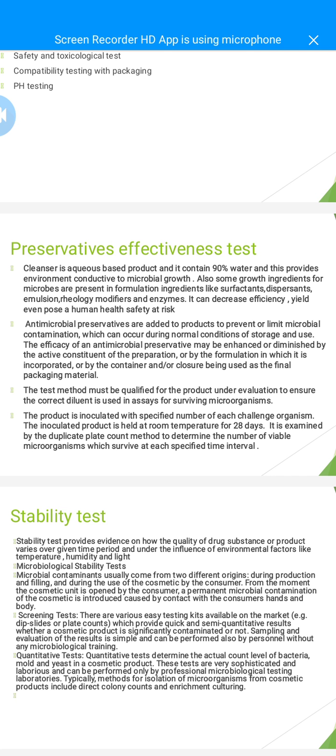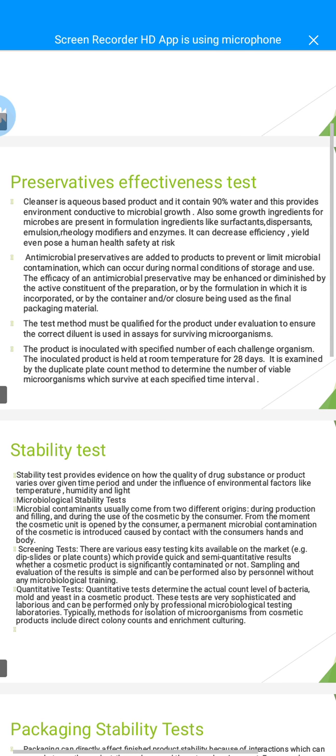The test method must be qualified for the product under evaluation to ensure the correct diluent is used in assays for surviving microorganisms. For this, we take 2 plates of product, in the first we inoculate the microorganisms and hold it 28 days at room temperature, and we examine the microorganism plate with the second duplicate plate which is held with the product.